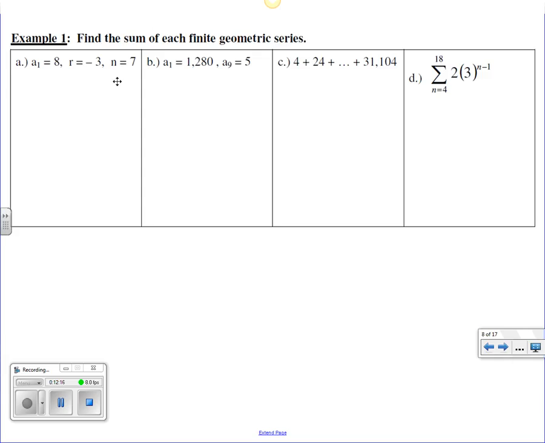All right. Number 1, A1 is 8, R is -3, N is 7. So these are words that are important: the sum and the word geometric. As you can see on the board, we're starting to get a lot of formulas on here, okay? So when it says geometric, I know I'm looking on this side of the board, and when it says sum, I'm using the sum formula. So that's helping me decide what formulas to use.